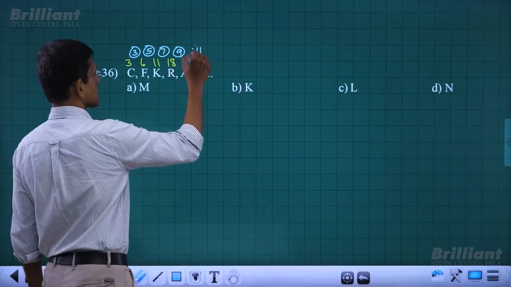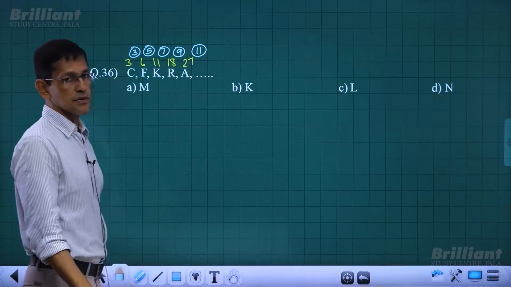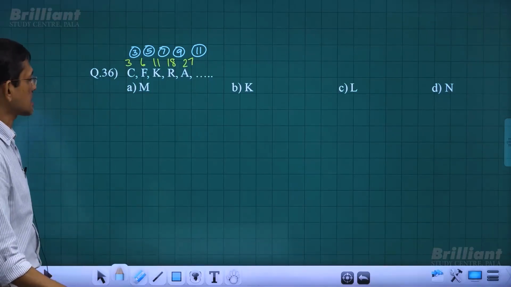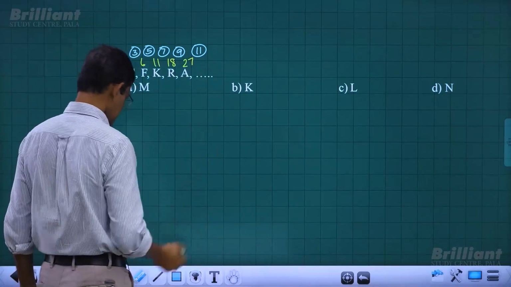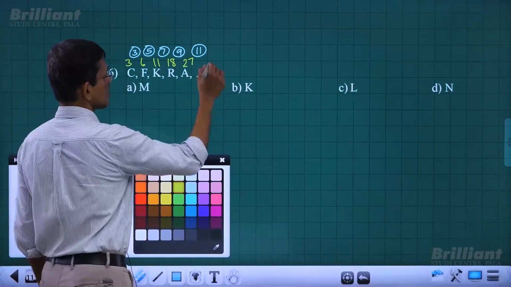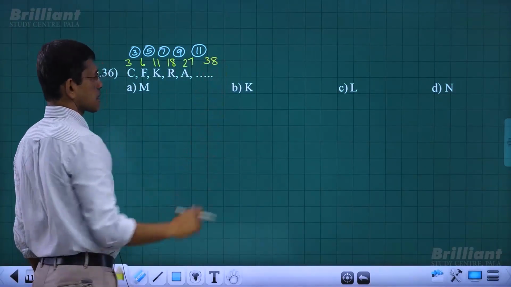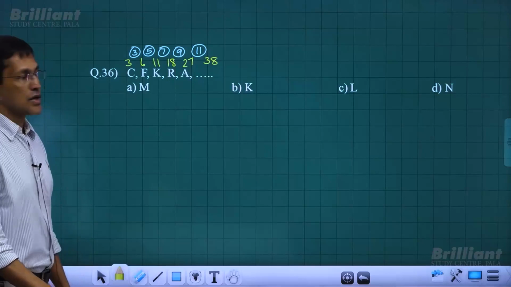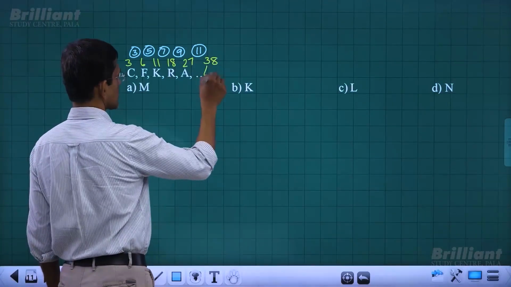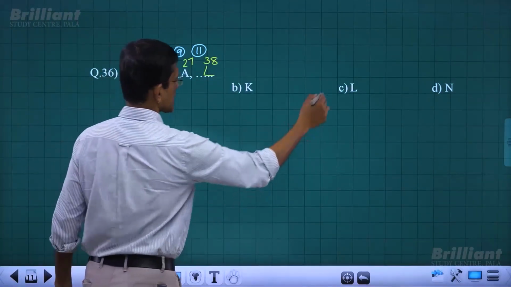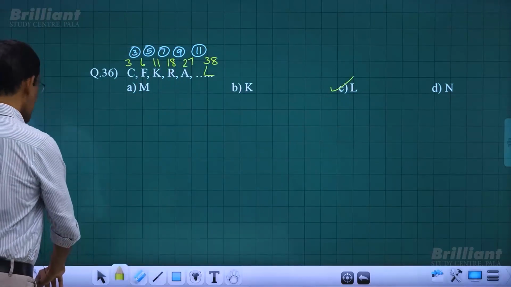Next one must be 11. 27 plus 11. What is that? 27 plus 10 is 37, so 38. So which is the 38th letter? 26 plus 12 is 38. So the 38th letter is the 12th letter, that's L. So we have L here. Okay, let's try the next one.